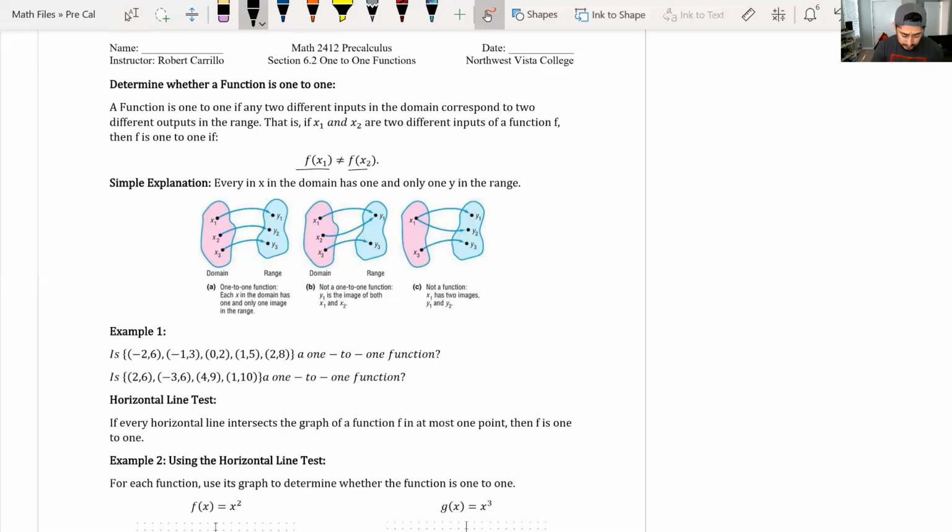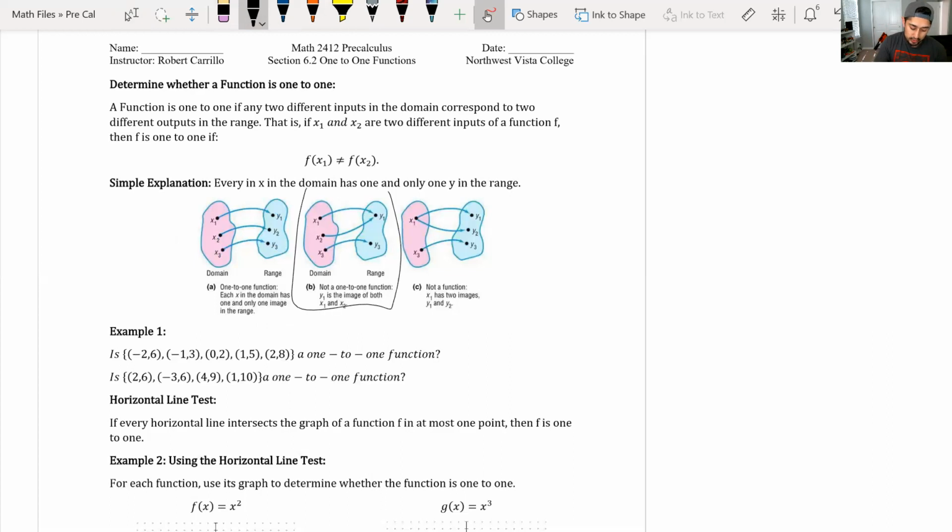Okay, so the blobs below show what a one-to-one function is, and the very first blob here is a one-to-one function. We see that x1 goes to y1, x2 goes to y2, x3 goes to y3. Every x has one and only one y. This is what it means to be a one-to-one function.